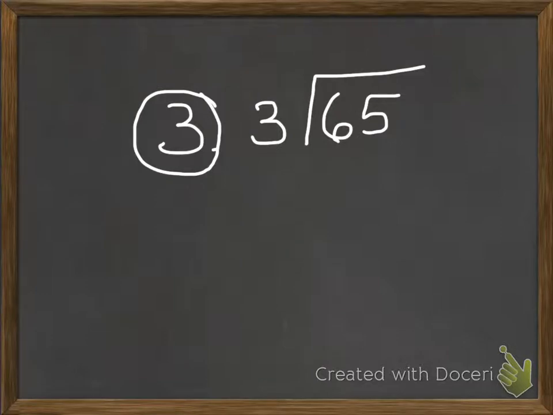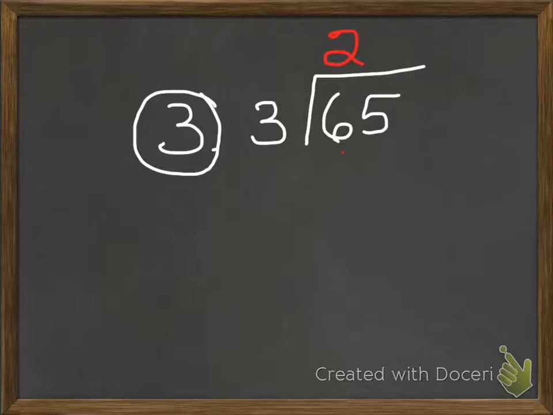Number 3. 65 divided by 3. So I got rid of Dad, Mom, Sister, Brother, and Rover. But by now, you should probably know them. If you don't, you can write them down. All right. So 65 divided by 3. Can we divide 6 by 3? Yeah, we sure can. We can divide it 2 times.